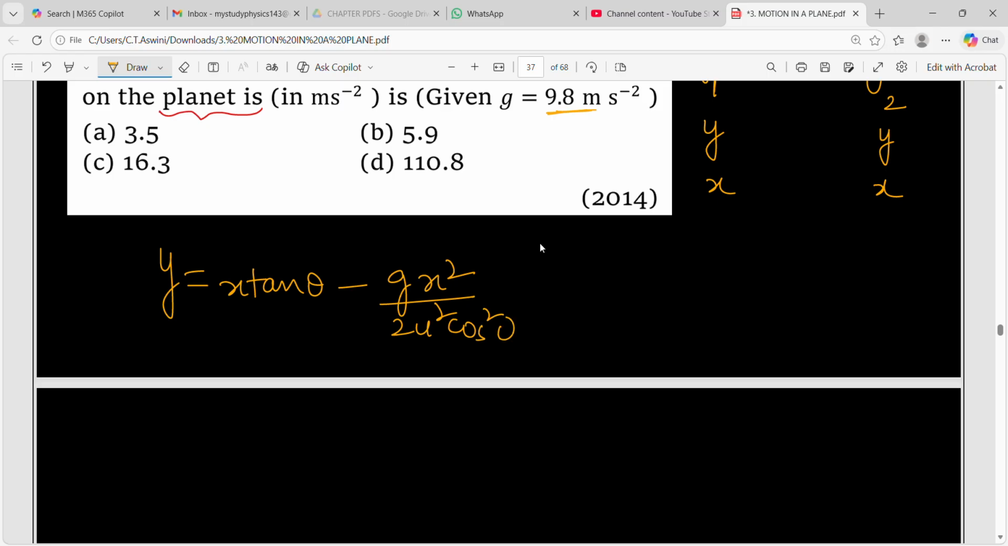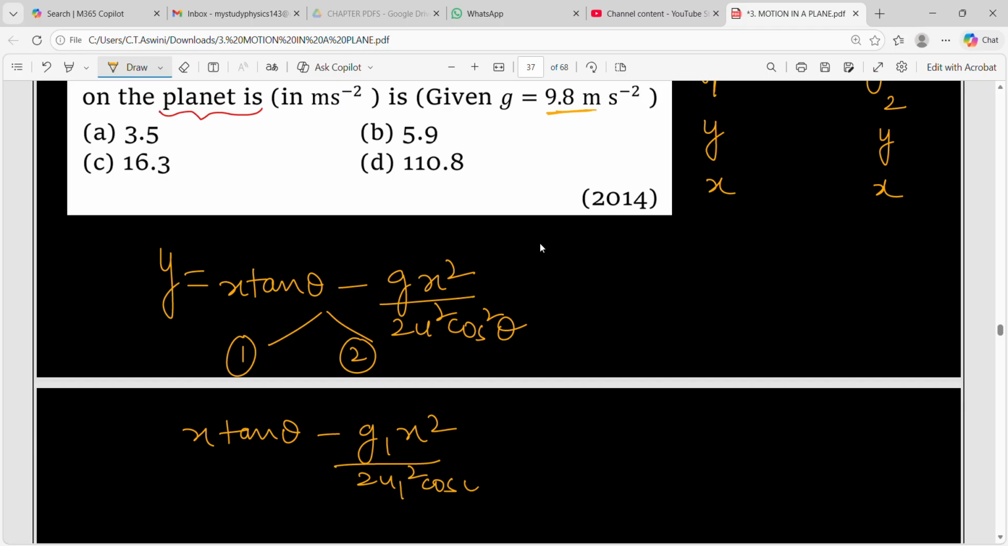Can I consider the second formula here? No, because the range is not given, right? Now, the x and y values are the same for both the projectiles, so it's the same equation for the projectile from the other planet also. We'll apply it for the first projectile and also the second projectile. What will you get? x tan theta minus g1 x square by 2 u1 square cos square theta. This is for the first particle, right?